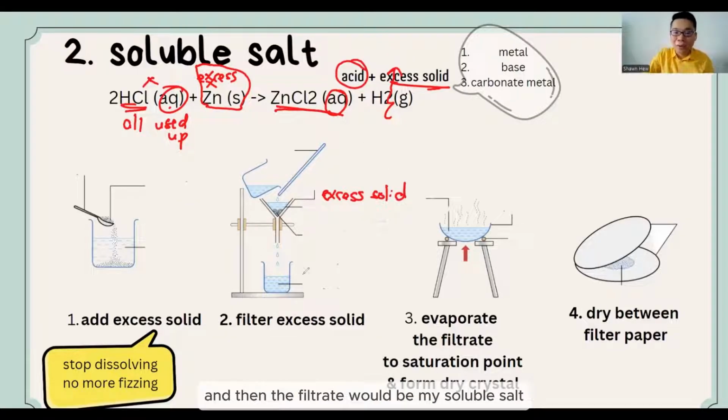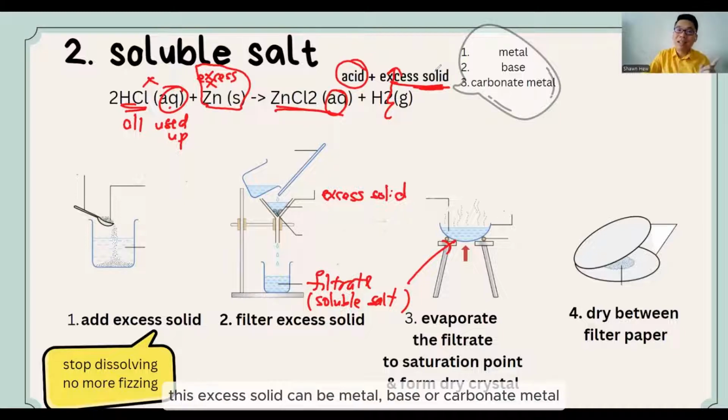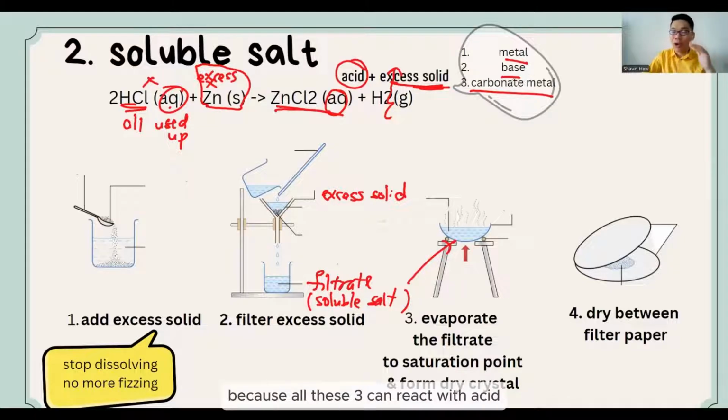And then the filtrate would be my soluble salt. Then I just evaporate the soluble salt, and then at last I dry it. Then we can get my soluble salt. So that's why for all soluble salts, we must have excess solid as our raw material. This excess solid can be a metal, base or metal carbonate, as we learned in acid and base, because all these 3 can react with acid, and all these 3 are solid.